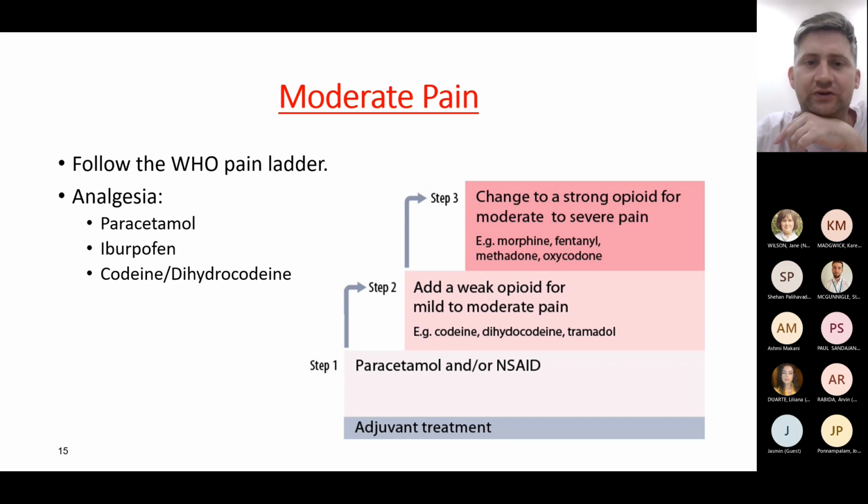But if we're moving on to step 3, we classify that as severe pain. So that's when we treat it with morphine, fentanyl. It says methadone there and oxycodone, but this picture I've given you isn't specific to sickle or red cell conditions. It's just the WHO ladder. So at step 3 would be using morphine or oxycodone usually.